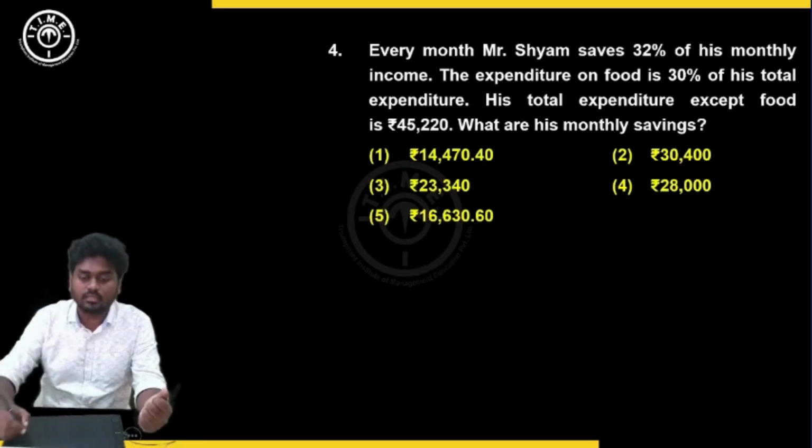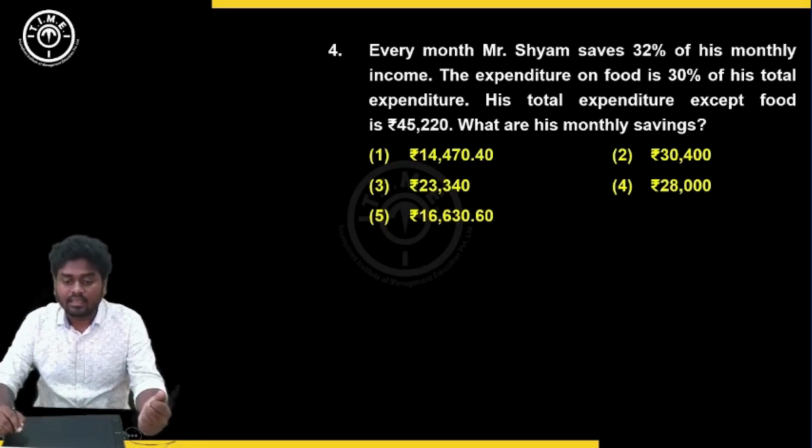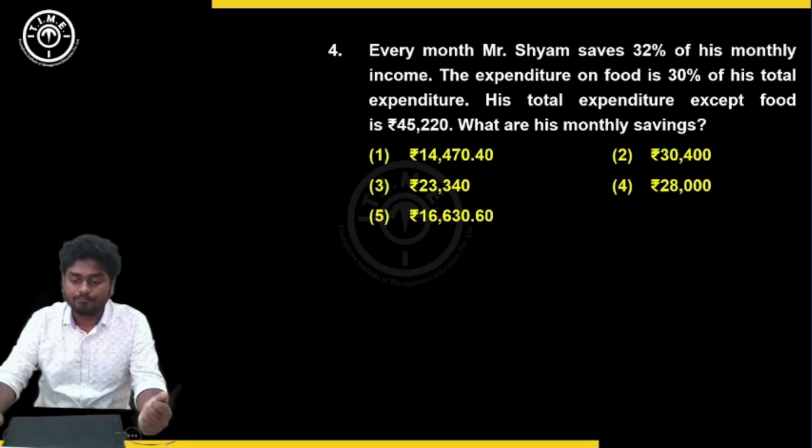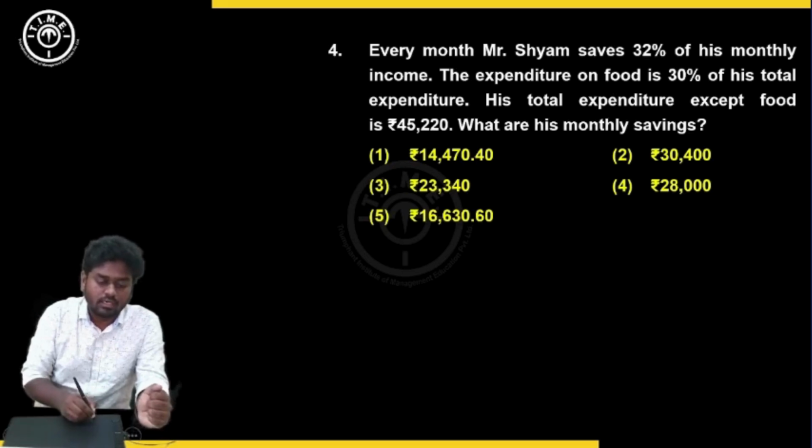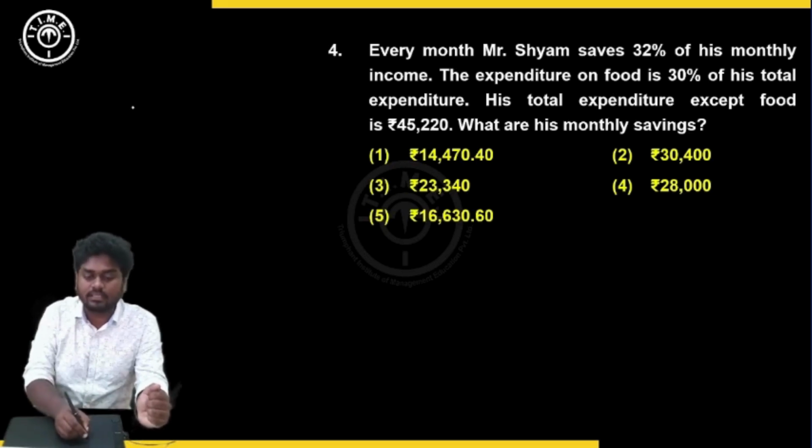We'll go to the fourth one. Every month, Mr. Shyam saves 32% of his monthly income. The expenditure on food is 30% of his total expenditure. His total expenditure except food is given, that is 45,220. What are his monthly savings? Right. So let's try to do this.